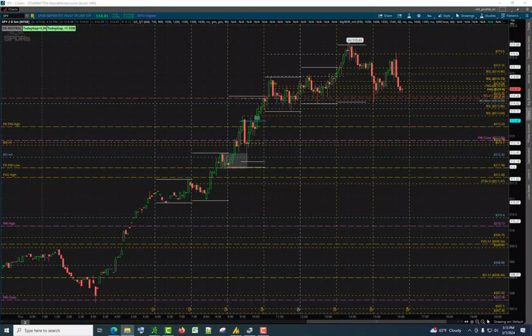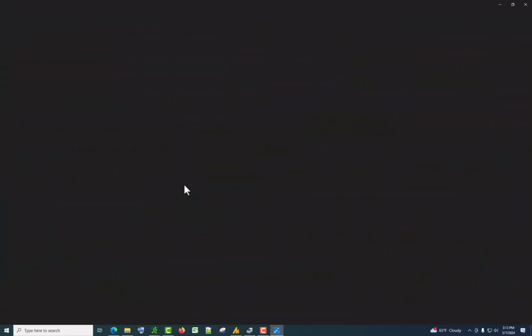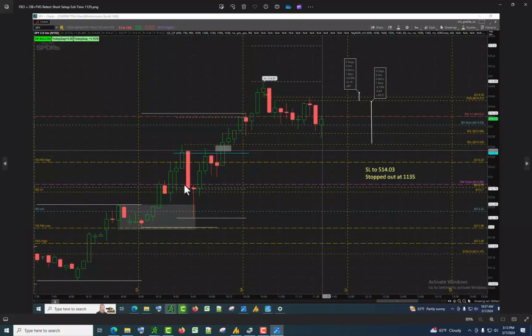Let's see what setups we have for today, Thursday. The very first setup we have is 11:35. We did a couple of trades today. Okay, so we put a stop loss. Yeah, we traded short right here. We made the trade right here, but let's go back. That's the trade we missed.